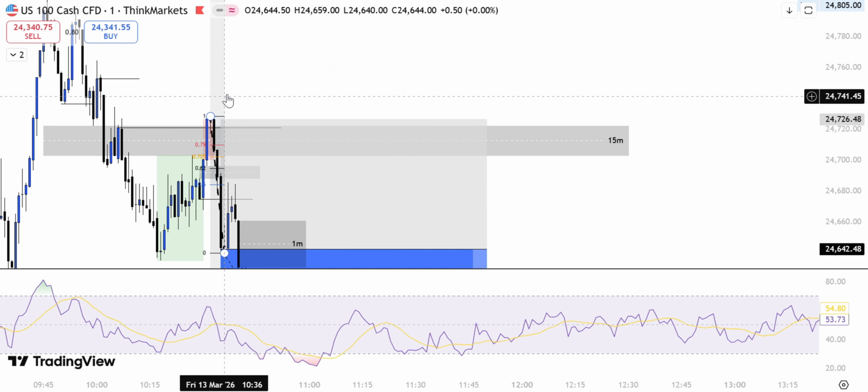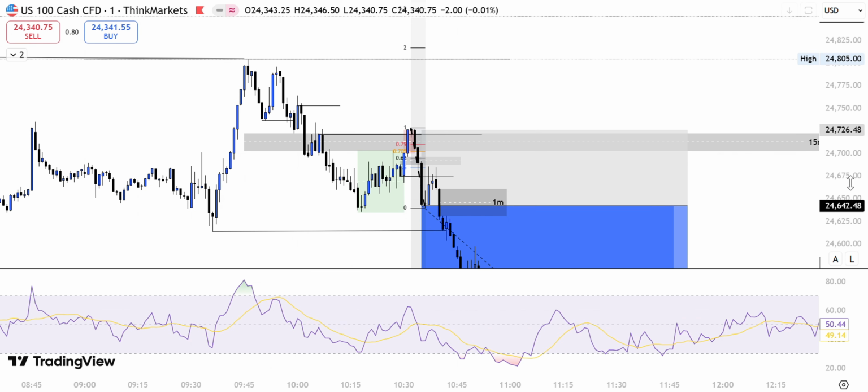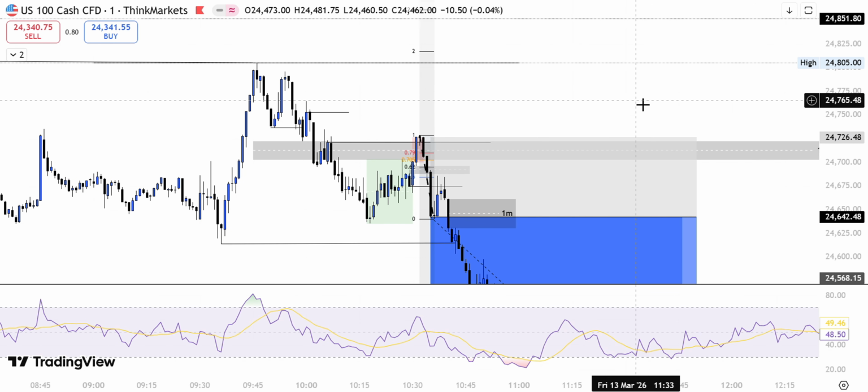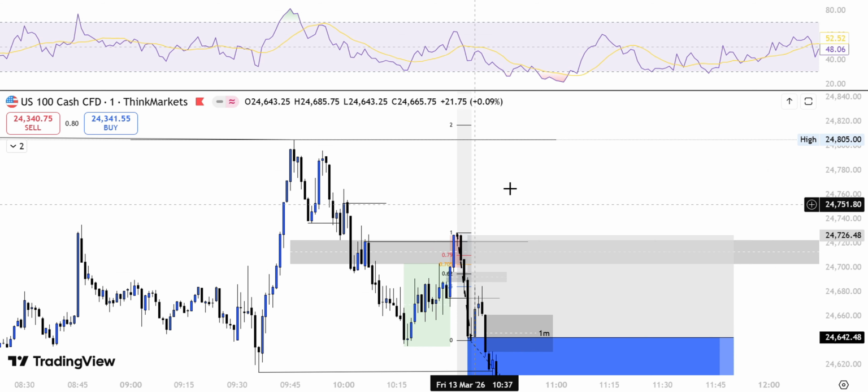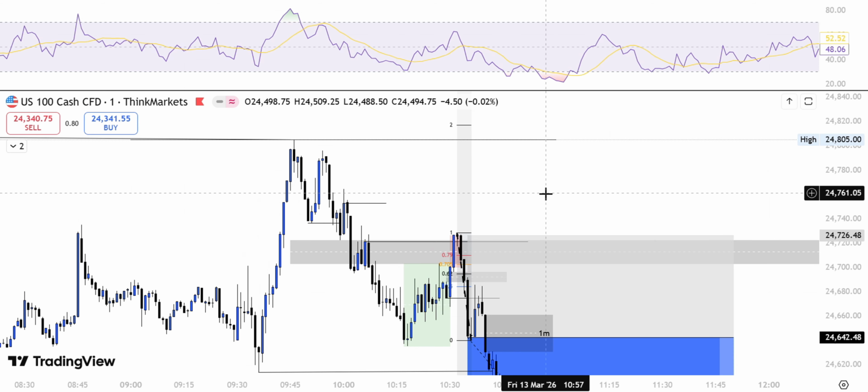Now, this was the trade that I took on Friday. As you guys can see, let me put this a little bit lower. We were in this range, and we were bullish for today on the market maker model.